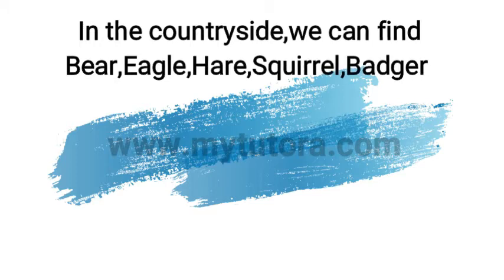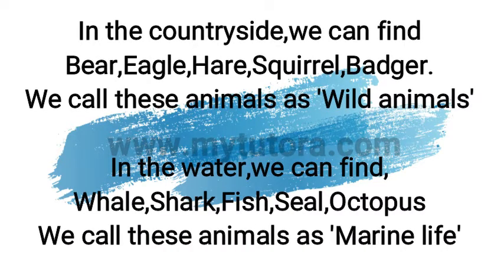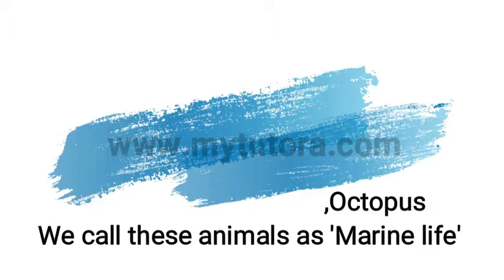In the countryside, we can find bear, eagle, hare, squirrel, badger. We call these animals wild animals. In the water, we can find whale, shark, fish, seal, octopus. We call these animals marine life.